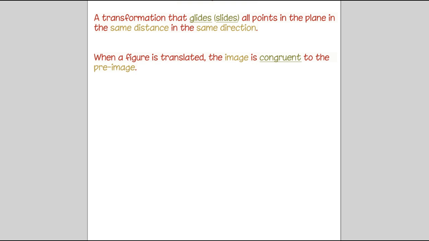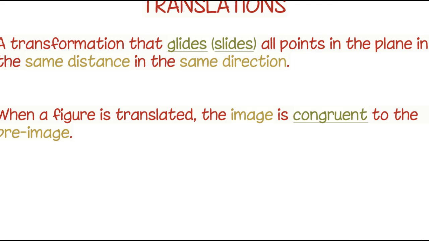All right, so now let's focus on translations. A translation is a transformation that glides or slides all points in the plane the same distance in the same direction. Same distance, same direction.